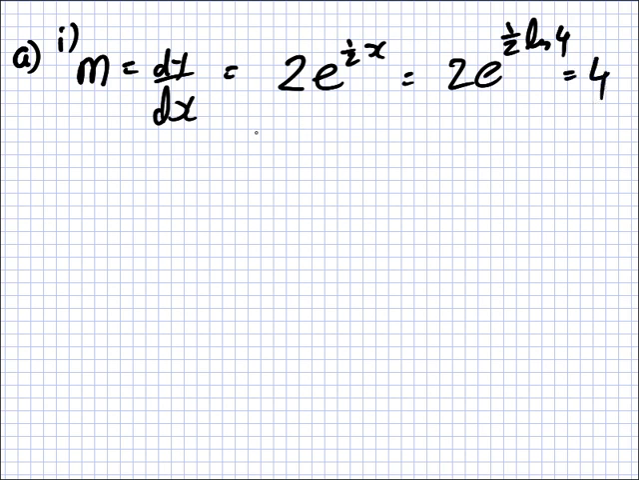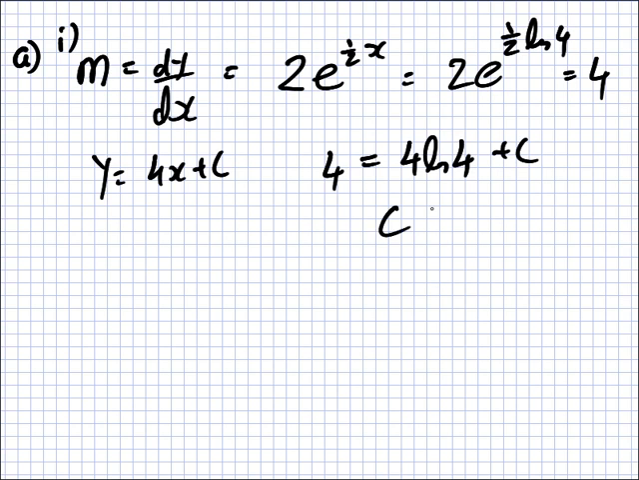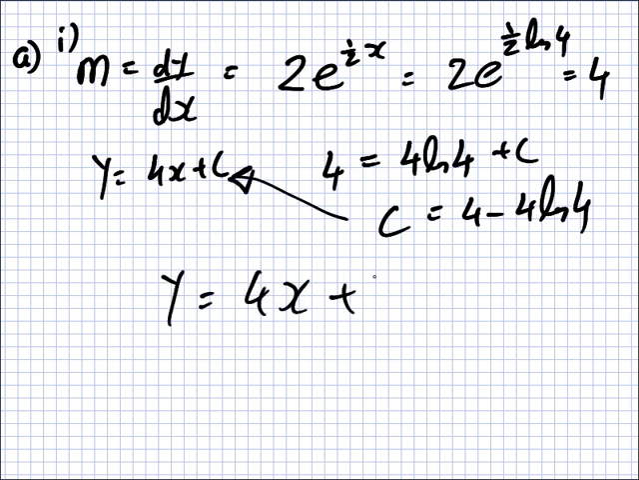So you have y equals 4x plus c. To get the c, I sub in a point, and the point I sub in is 4, log 4. y is 4 and x is log 4. So the c, you can see, is 4 minus 4 log 4. So that's our answer for the first part: y equals 4x plus 4 minus 4 log 4.